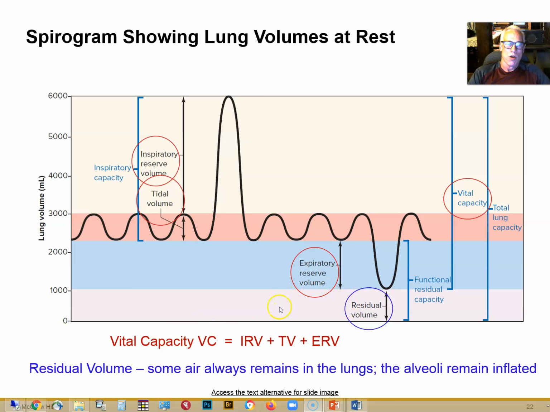Another interesting thing to note looking at this spirometry graph is that there is always some air left in the lungs. The alveoli, like little elastic balloons, always must remain inflated. So even when you expire all the air you can possibly push out, the alveoli still are partially inflated. Think of how hard it is to start inflating a balloon that you take out of the package or that has no air in it.